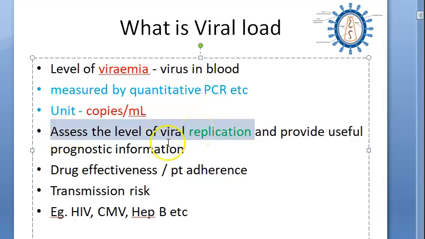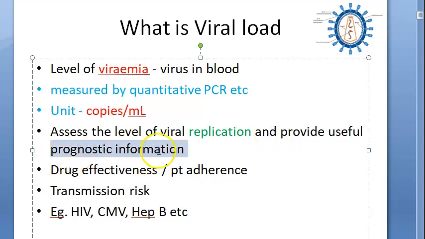Less than 1000 copies per ml is good for HIV. So what will this tell you now that the report is out? It will tell you how strong is this virus and how much is it able to replicate. How is the disease prognosis? Is the drug that we have given effective? If the drug is effective, then possibly the patient is not adhering to the regimen. That is why the viral load is increasing. And if the viral load is high, that means to say this person can transmit it to others, right? So that is a risk.